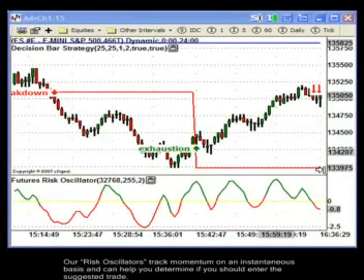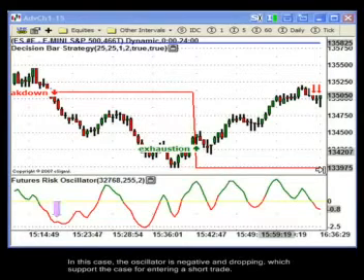Our risk oscillators track momentum on an instantaneous basis and can help you determine if you should enter the suggested trade. In this case, the oscillator is negative and dropping, which supports the case for entering a short trade.